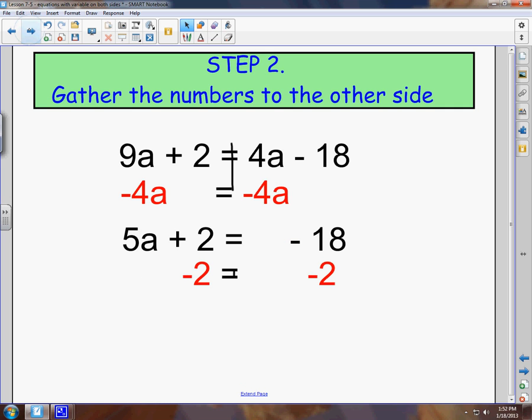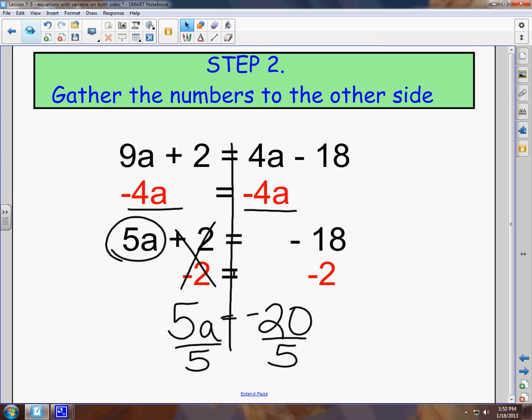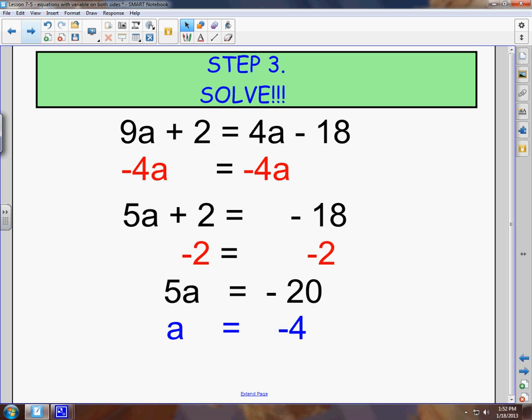So step 2 is you need to gather the numbers to the other side. So I'm going to draw my line. Now, here we subtracted 4a, so then we got 5a plus 2 equals negative 18. Now the next step is to minus 2 because you want to get this a all by itself. So these 2 cancel off, and I'm left with 5a equals negative 20, and then you just solve. So then step 3 is to solve the problem. A equals negative 4.